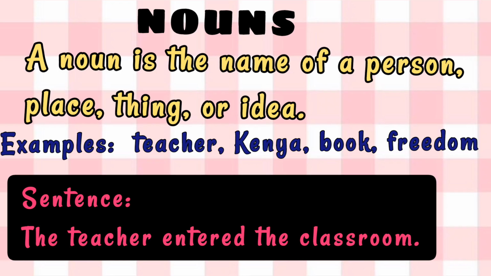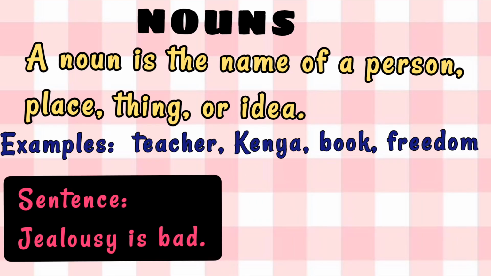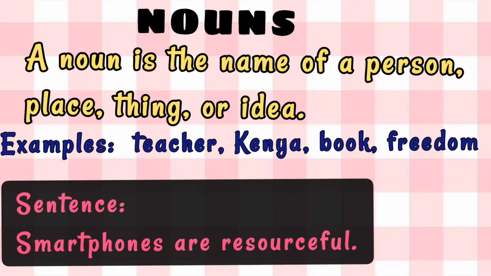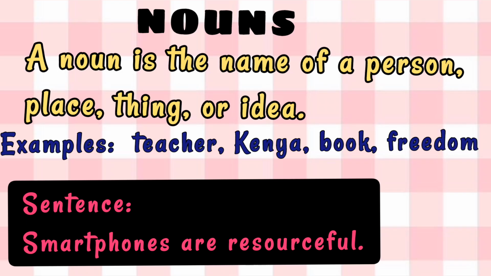So let's continue. In the sentence, the teacher entered the classroom, we have 2 nouns. The first one is teacher, which is a person, and classroom, which is a place. In the sentence, jealousy is bad. Jealousy is an idea. It is something we cannot see, but it's still a noun. And finally, in the sentence, smartphones are resourceful. A smartphone is a thing. It's something that you can hold in your hand.